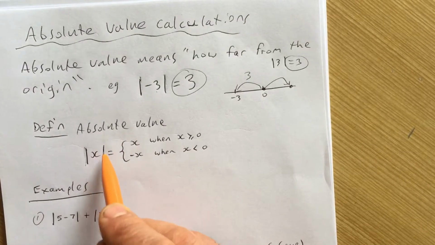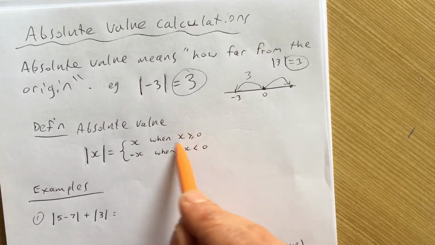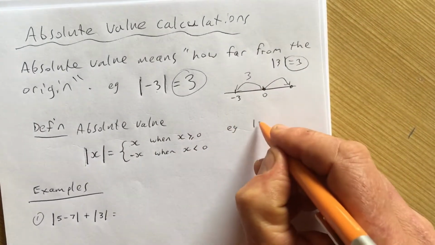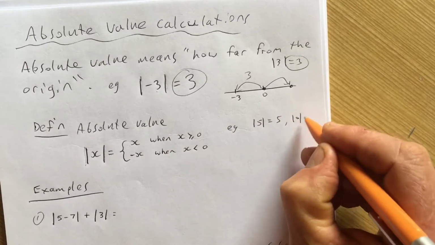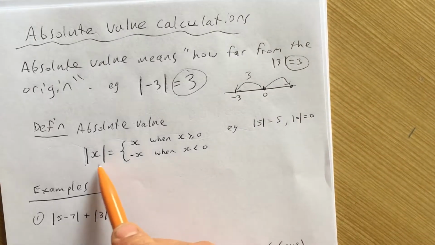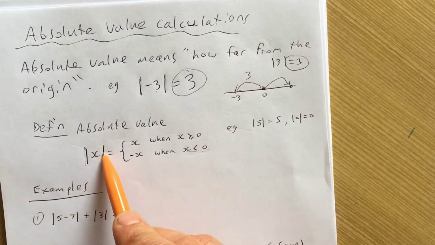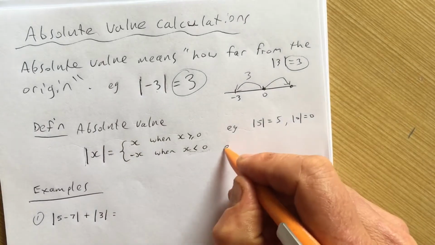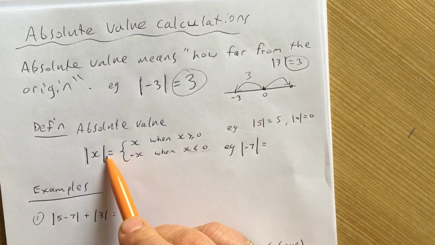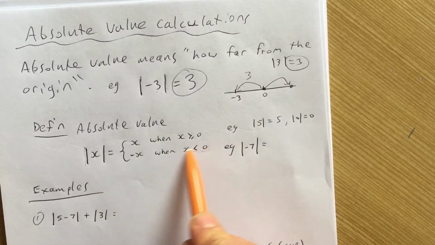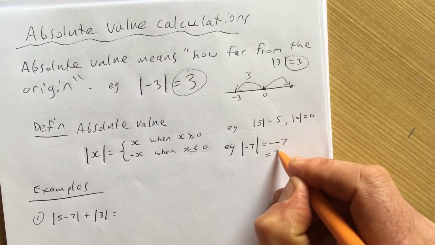And there is a definition here, which we'll talk about in a minute. But the absolute value of x is either equal to x if x is positive or 0. In other words, the absolute value of 5 is 5, or the absolute value of 0 is 0. But if x is negative, the absolute value of x equals minus x. So an example is the absolute value of minus 7 equals, using this rule, because minus 7 is less than 0, minus minus 7, which of course is plus 7.